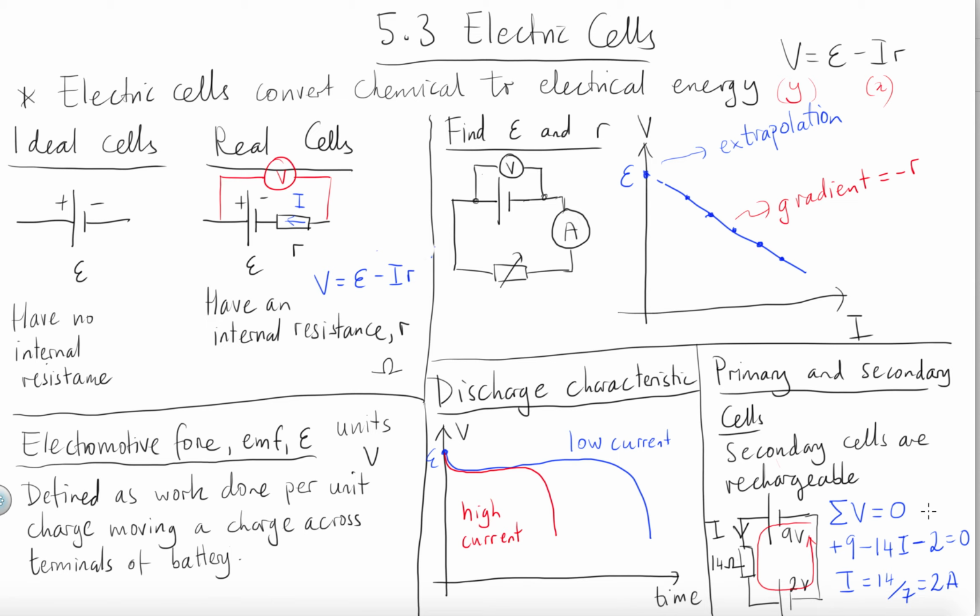And by using Kirchhoff's loop law, I can see that in this example I'll have plus 9 volts, negative 14I, and then negative 2 volts here because I'm using up energy in the secondary cell, which means that I can find the current in the circuit to be 2 amps.